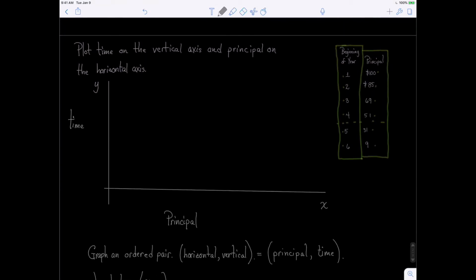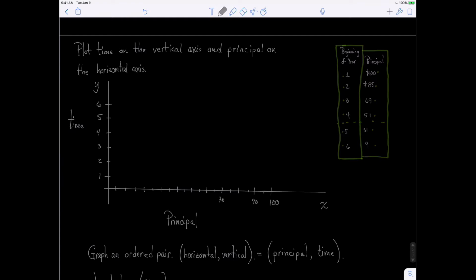Now, let's look at this. My columns are switched here, but we can do this. Let's do our principal. It goes all the way up to 100, so let's go by 5s: 5, 10, 15, 20, 25, 30, 40, 50, 60, 70, 80, 90, 100. There they are. And our time goes from 1 to 6: 1, 2, 3, 4, 5, and 6.